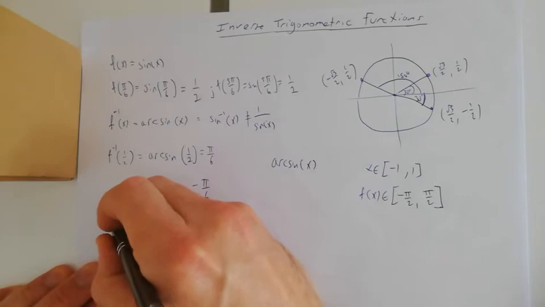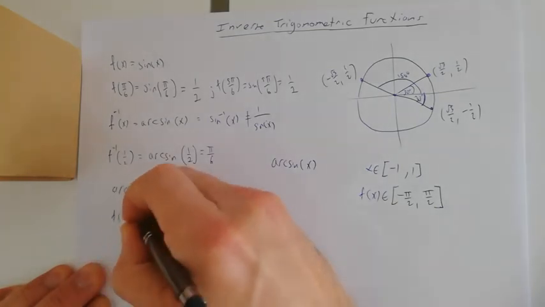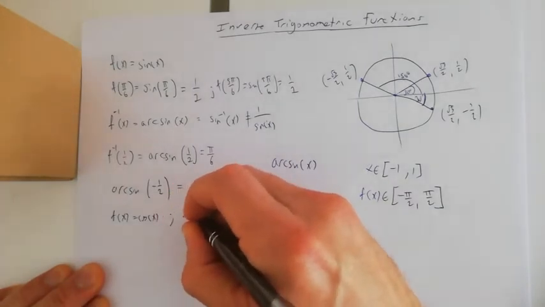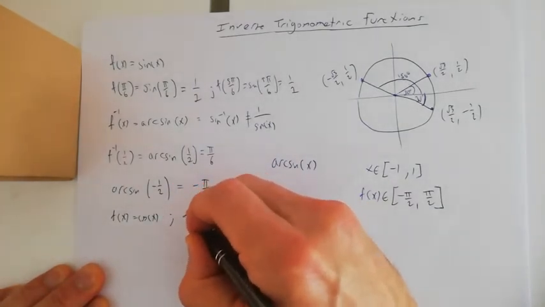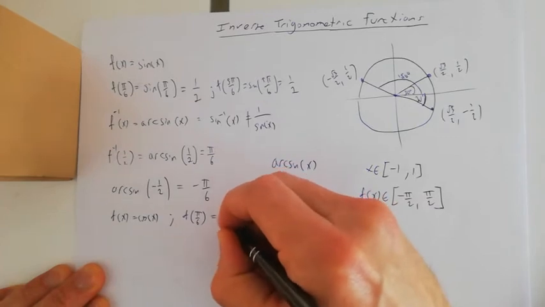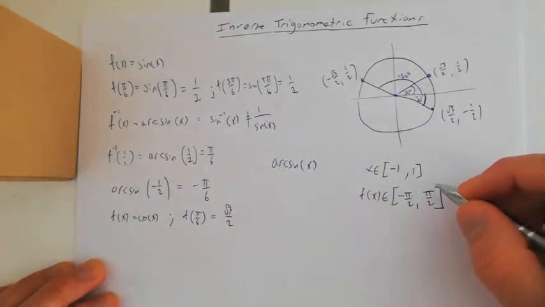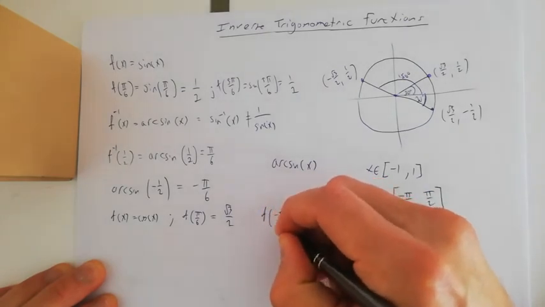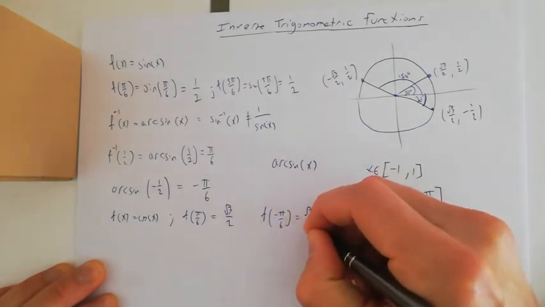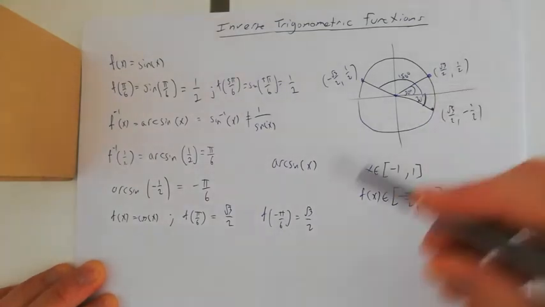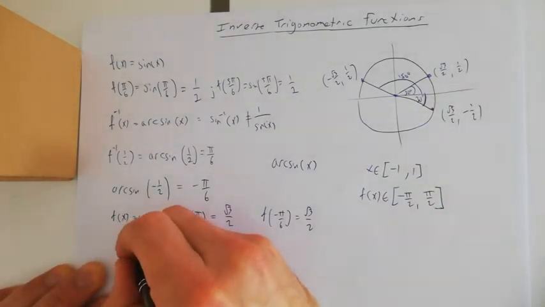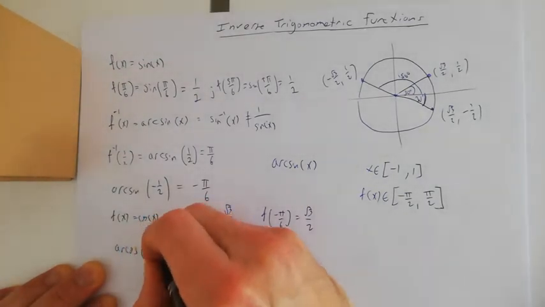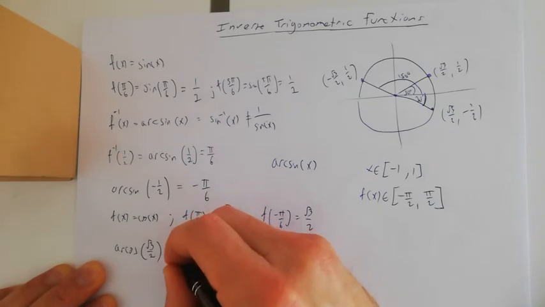Arc cos of x. So for example, if we have the function cos of x, and we ask it, for example, how much is f of pi over 6, the answer is root 3 over 2. There is of course another angle that you can see here, that f of minus pi over 6 is also root 3 over 2, as you can see in the unit circle. However, arc cos of root 3 over 2 gives back the angle pi over 6.